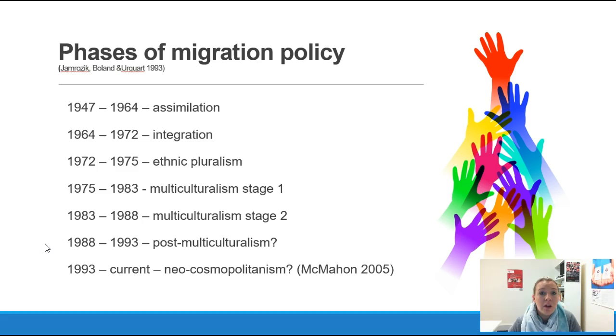There's a plethora of resources on this as well that you can find, and if you are interested, please jump onto the forums. From 64 to 72, we saw more thought towards integration, trying to integrate those who were from different backgrounds into the community. 72 to 75, the idea of ethnic pluralism. From 75 onwards, we started to see phases of multiculturalism. I've got them down here as stage 1 and stage 2 from about 75 to 88.